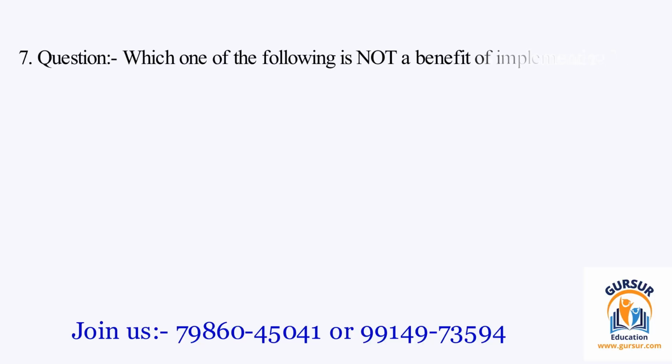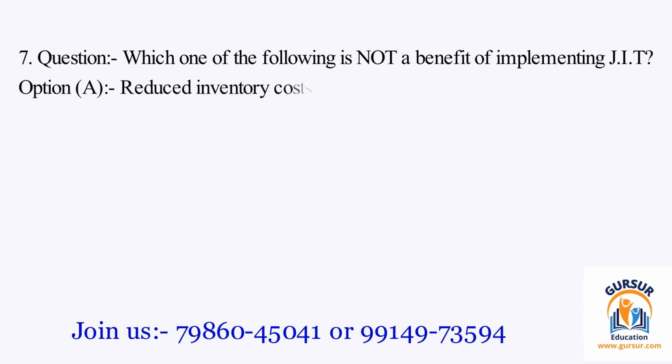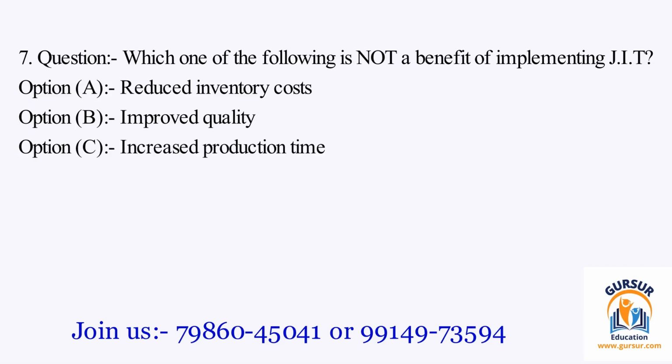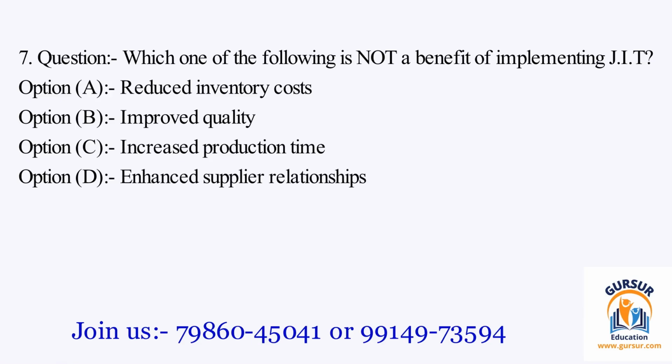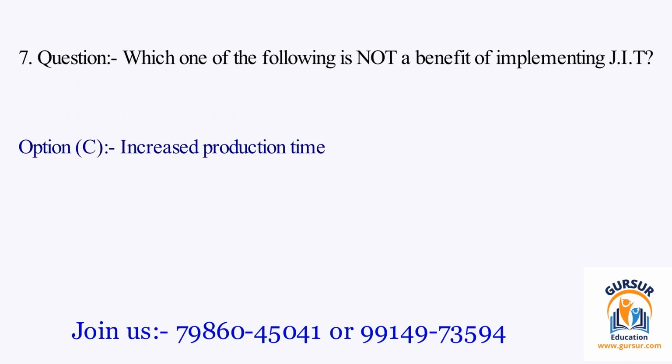Question number 7. Which one of the following is not a benefit of implementing JIT? The option A is reduced inventory costs. The option B is improved quality. The option C is increased production time. The option D is enhanced supplier relationships. The right answer of the question is option C, and that is increased production time.